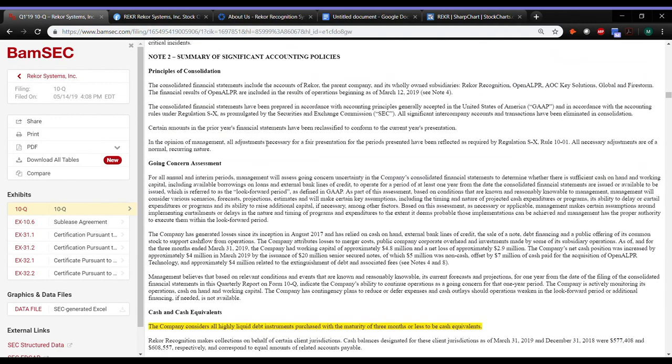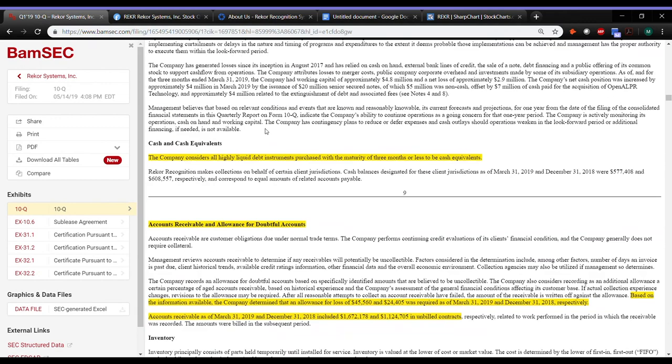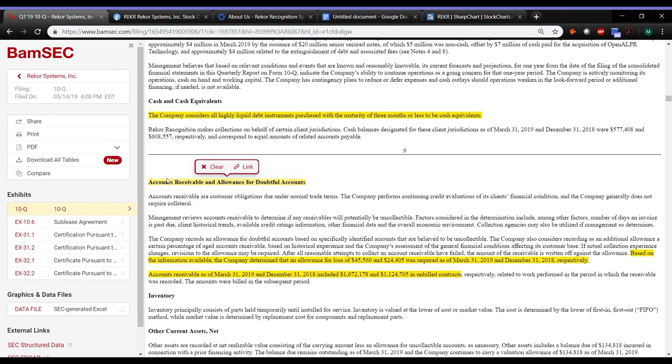What else was there to see in here? Yeah, this is another thing with the accounts receivable. A lot of times they'll tell you how much they expect to receive, and if any of it's doubtful, if they don't think they're going to get paid. And it's just a little bit, a few hundred thousand dollars.